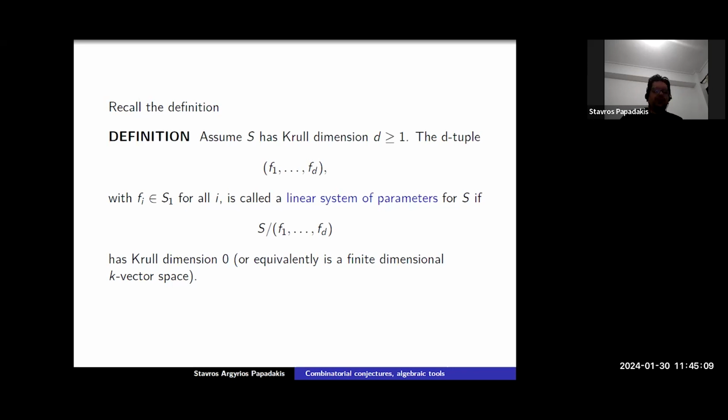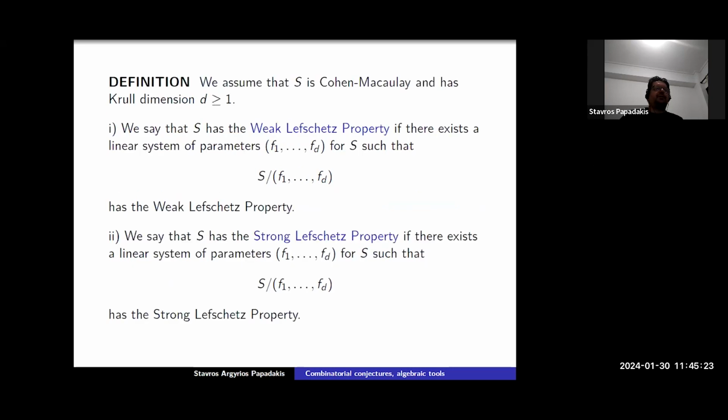And now we will give the definition of the strong and weak Lefschetz properties in the case of Krull dimension greater than or equal to 1, under the assumption that S is Cohen-Macaulay. The definition is that we say S has the weak Lefschetz property if there exists a linear system of parameters such that the quotient has the weak Lefschetz property. And moreover, we say that S has the strong Lefschetz property if there exists a linear system of parameters such that the quotient has the strong Lefschetz property.